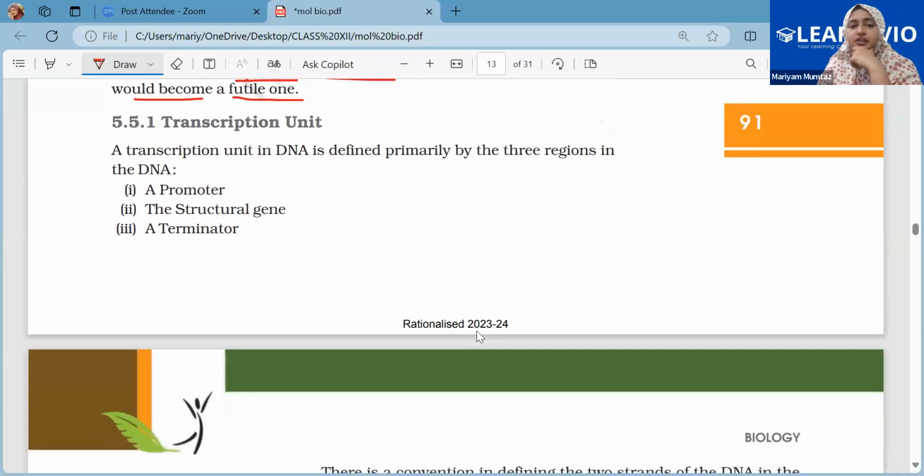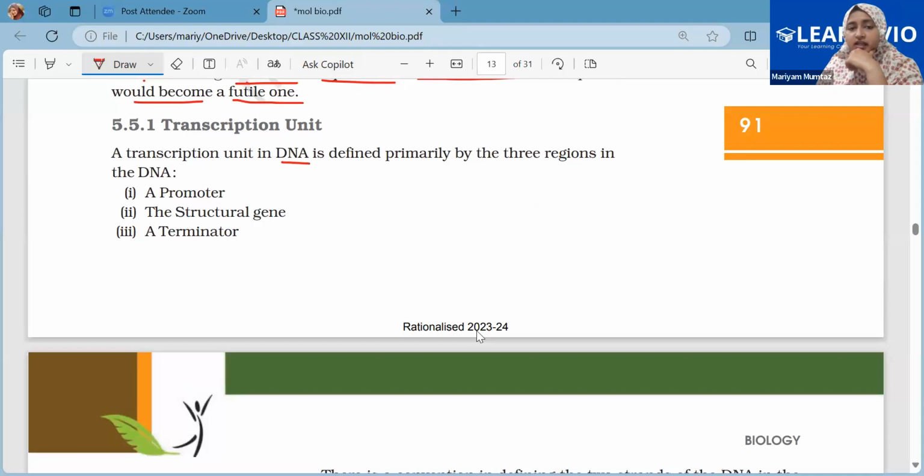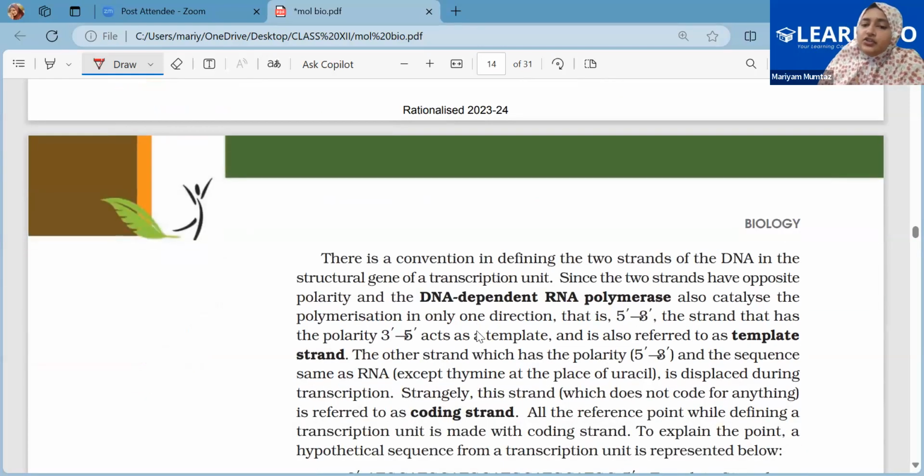Now talking about the transcription unit. A transcription unit in DNA is defined primarily by three regions in the DNA: promoter, structural gene, and terminator. These three make up the transcriptional unit. Now, there is a convention in defining the two strands of the DNA in the structural gene of a transcription unit. Since the two strands have opposite polarity and the DNA-dependent RNA polymerase also catalyzes the polymerization in only one direction, that is 5' to 3', the strand that has the polarity 3' to 5' acts like a template. So the template strand is the one that has the polarity from 3' to 5'.